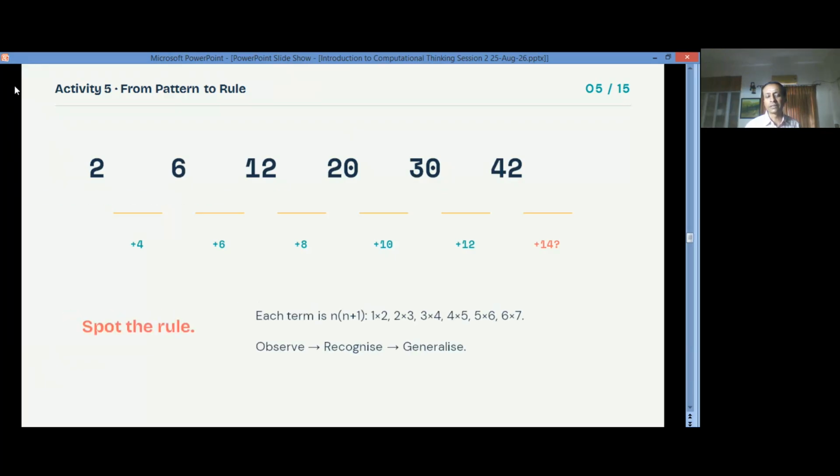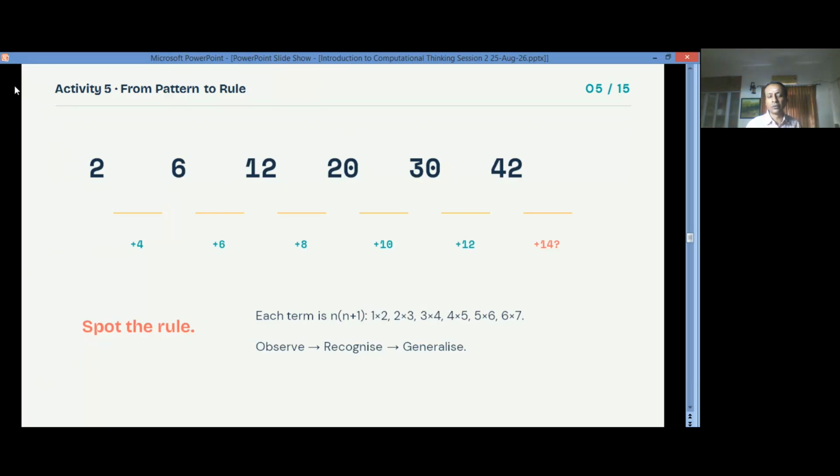Yeah, observe, recognize, generalize, think mentally, write down this pattern in your notebook and take it as a challenge to look at how you represent it other than what is given here, right? So the first way to represent is +4, +6, +8, +10. And the second way to represent is 1 into 2, 2 into 3, 3 into 4, 4 into 5, 5 into 6. So clearly you could see, there are two different ways of representing the same pattern, right?